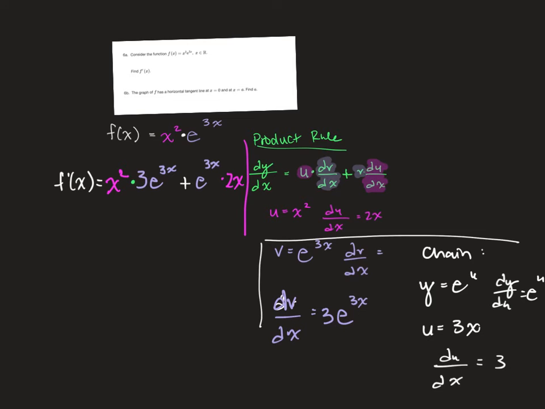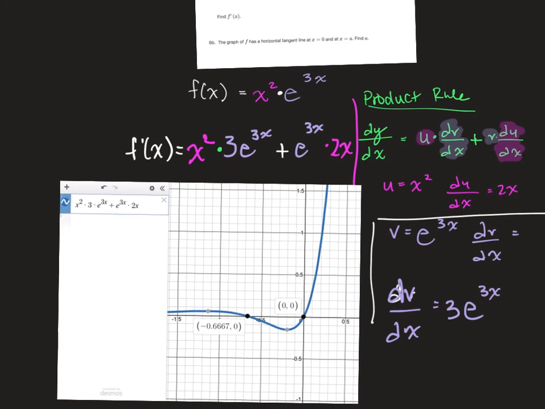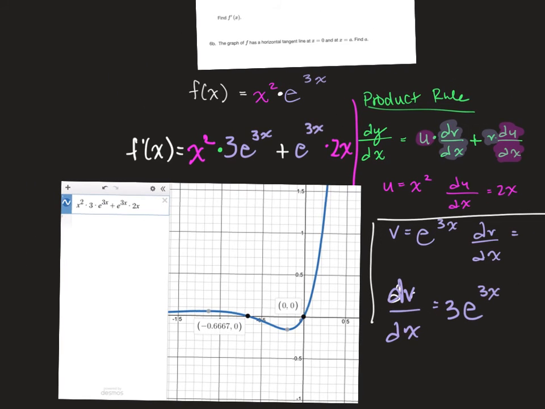Cool. Okay. And then it says down here, it has a horizontal tangent at x equals 0 and x equals a. Find a. So let's graph this thing and see what it looks like. And here's that graph. And since we know that it has one at x equals 0, that's here. The one that we'd be looking for is at -2/3.